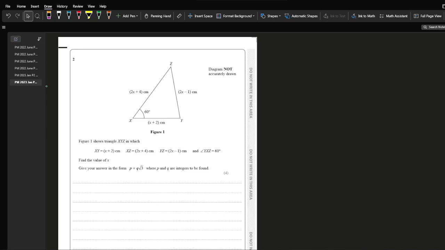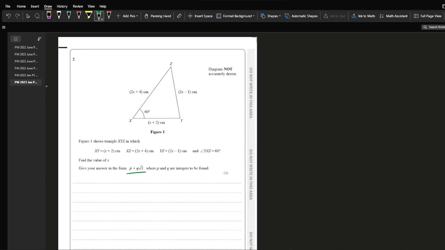It says figure 1 shows triangle XYZ in which XY is equal to x plus 2, XZ is equal to 2x plus 4, YZ is equal to 2x minus 1, angle XYZ is 60 degrees. Find the value of x. Give your answer in the form given, where p and q are integers to be found. Okay, now we have to find the value of x.